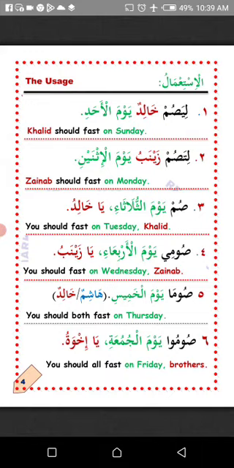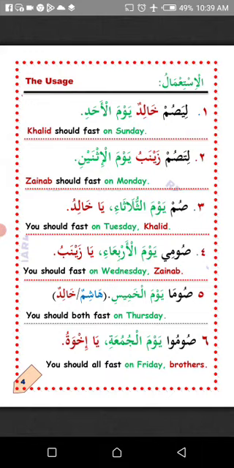Al-isti'mal, now the usage. Number one. ليصم خالد يوم الأحد. Khalid should fast on Sunday. Number two. لتصم زينب يوم الاثنين. Zainab should fast on Monday. Number three. صم يوم الثلاثاء يا خالد. You should fast on Tuesday, Khalid.